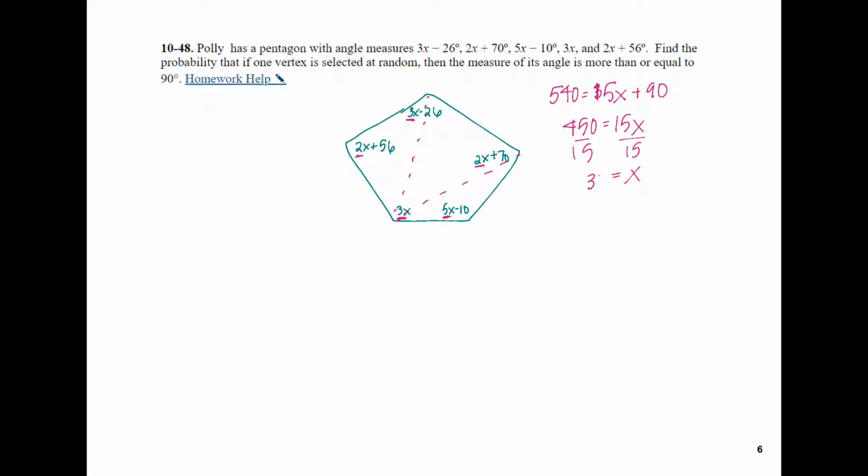30 degrees. So when we plug 30 degrees in for each of those x's, our smallest measure is 64 degrees, followed by 90 degrees, 116 degrees, 130 degrees, and 140 degrees. So remember, we found those by replacing our x's in our angles. So the probability would be 4 out of 5 chance of getting an angle larger than 90 degrees or equal to.